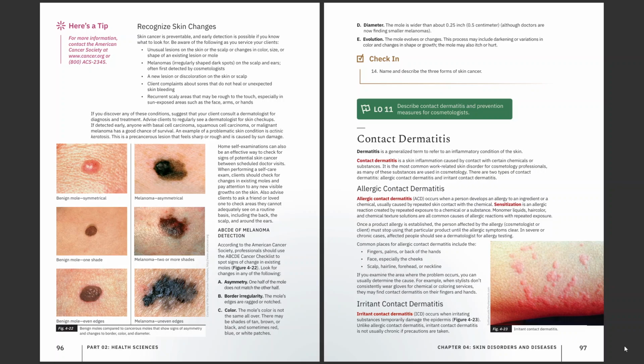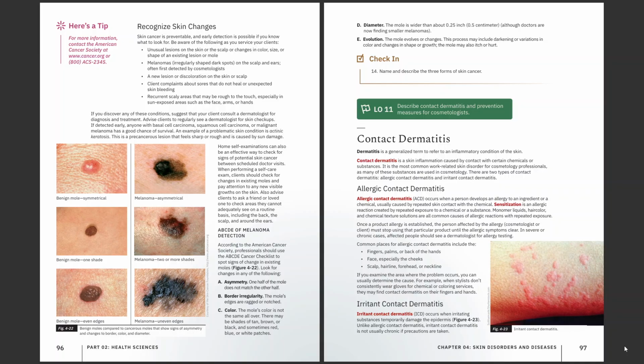We are on page 97 of Health Sciences, Chapter 4, Skin Disorders and Diseases. Learning Objective 11: Describe contact dermatitis and prevention measures for cosmetologists.